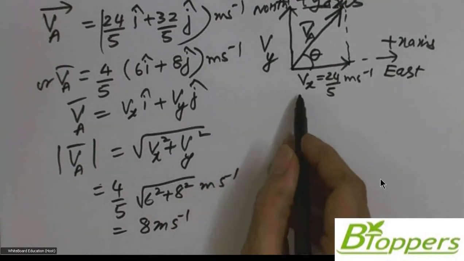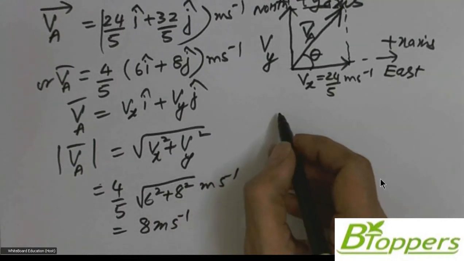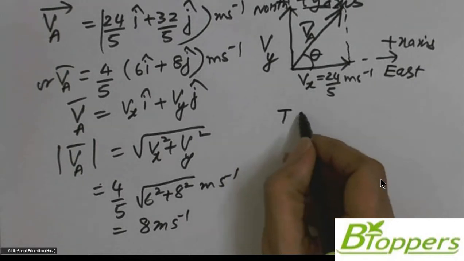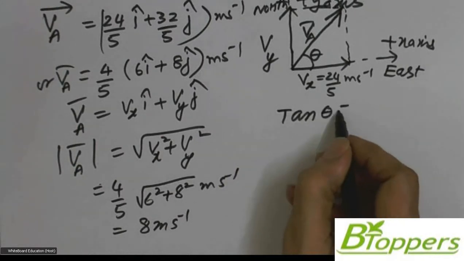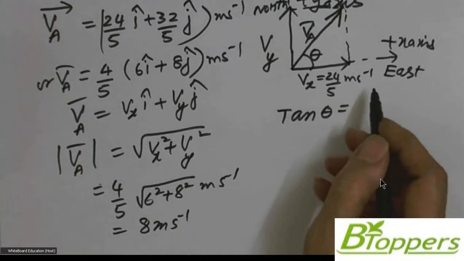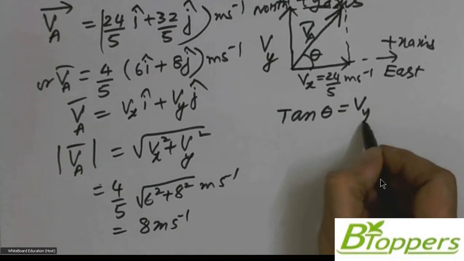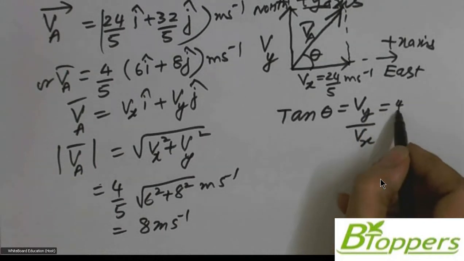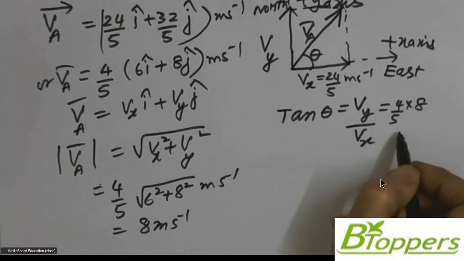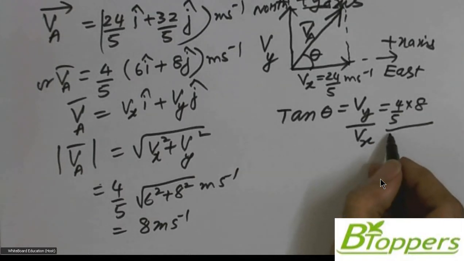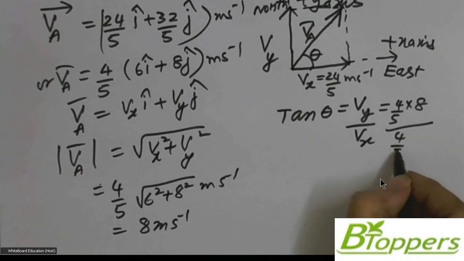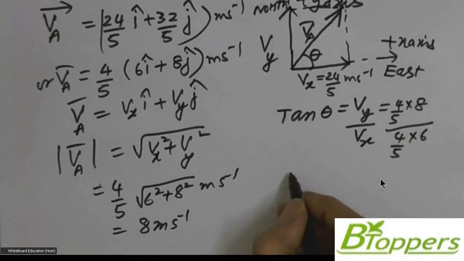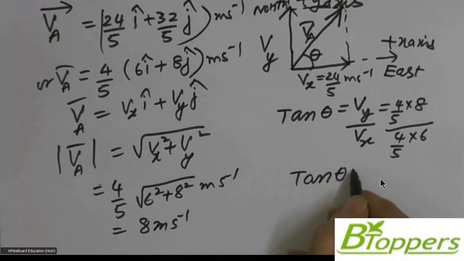To find the direction, you have to find the angle theta. In the figure, you can observe on the right hand side, theta is the angle the actual velocity of A makes with the positive direction of x-axis. Tan theta equal to Vy by Vx. That will be 4 by 5 into 8 by 4 by 5 into 6. So you get tan theta equal to 4 by 3.